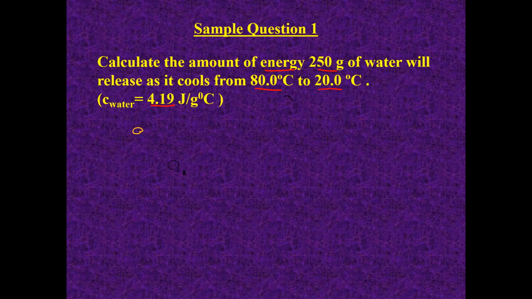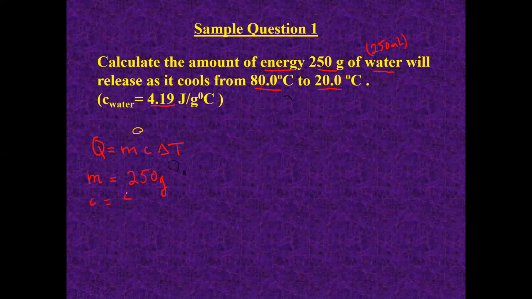So what you should do is write this question out. Stop the video right now. Now, once you've written down the formula, Q equals mc delta T, we're going to write out m equals 250 grams. And when we're dealing with water, that is 250 milliliters. Specific heat capacity is 4.19 joules per gram degrees Celsius. Temperature final is 20 degrees Celsius, and temperature initial is 80 degrees Celsius.